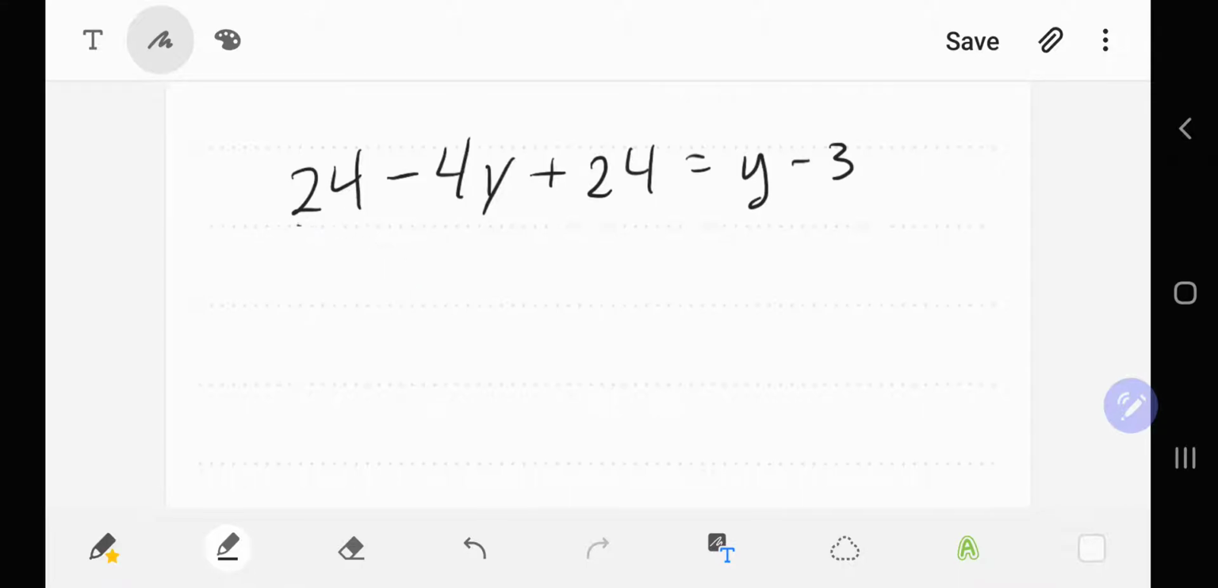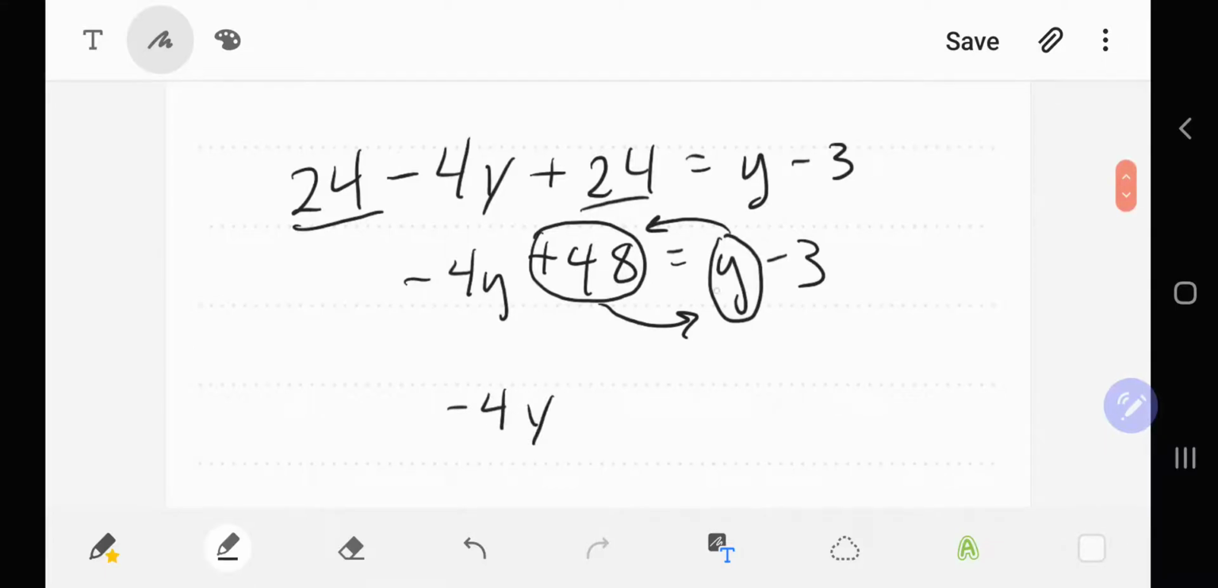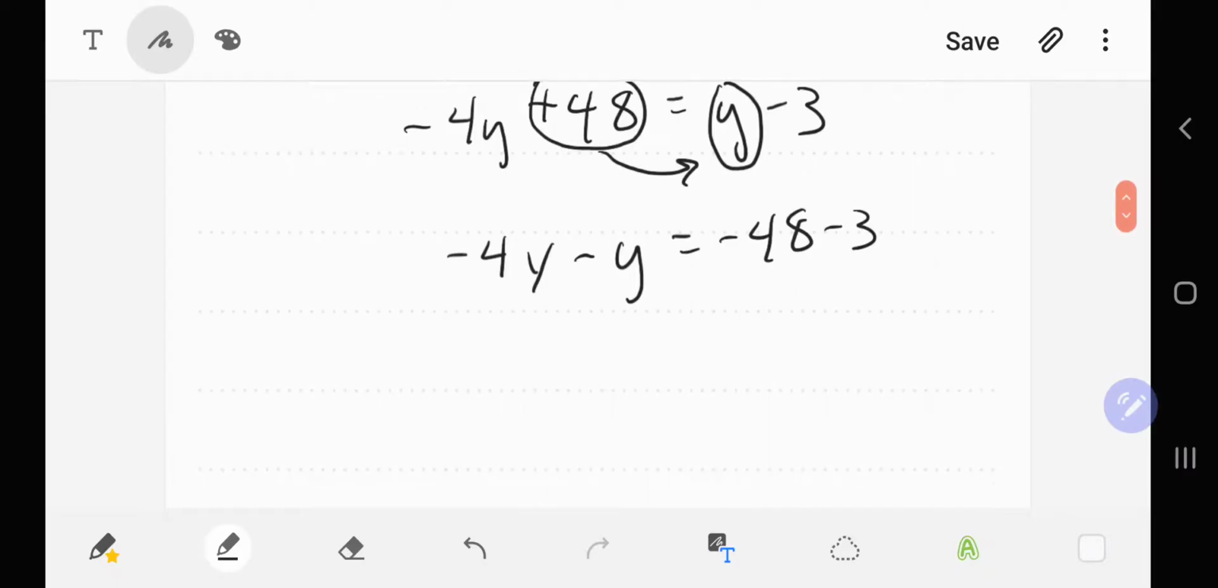All right, so we're going to have 24 plus 24, which is 48. And we're going to take this y and bring it this way. We're going to take the 48 and bring it this way. And so that's going to give us negative 4y minus y. That's going to give us negative 48 minus 3. And then we need to combine like terms. So we're going to have negative 5y. This is going to be negative 51.